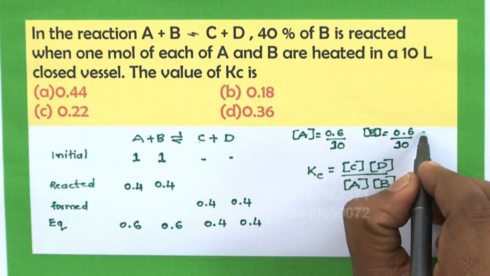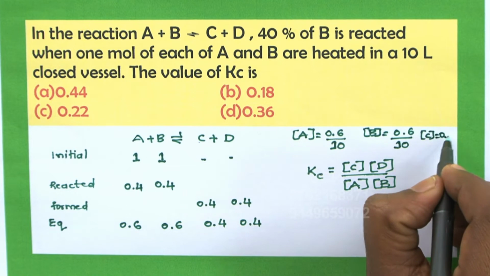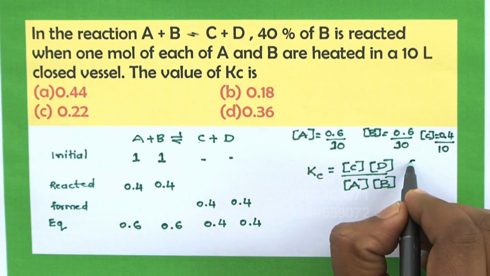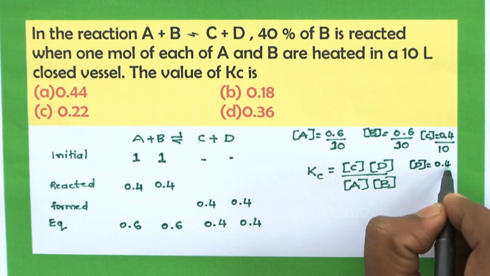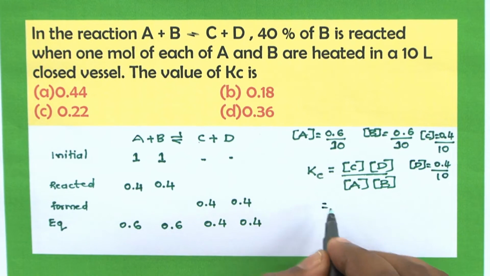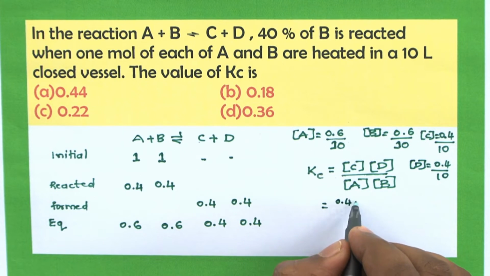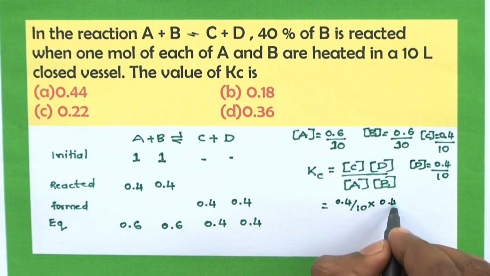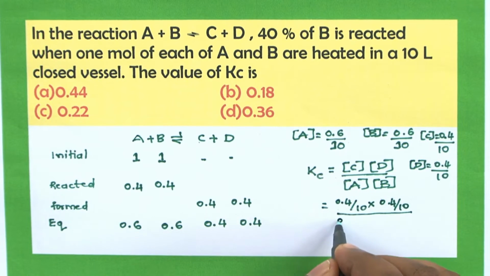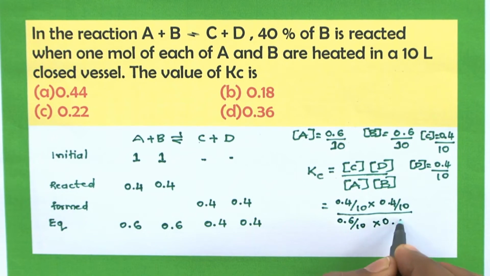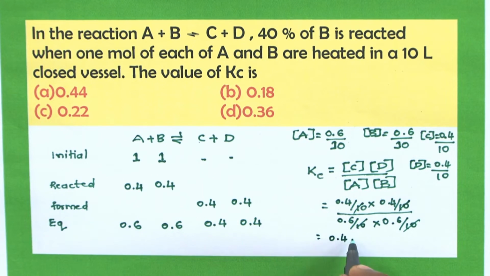Similarly, concentration of C will be equal to 0.4 by 10, and concentration of D also will be equal to 0.4 by 10. So if I substitute that, I will get concentration of C, that is 0.4 divided by 10 into 0.4 divided by 10, divided by 0.6 divided by 10 into 0.6 divided by 10. So you end up getting 0.4 into 0.4 divided by 0.6 into 0.6. If you calculate it, you will get the answer 0.44. Hence, option A is the right answer.